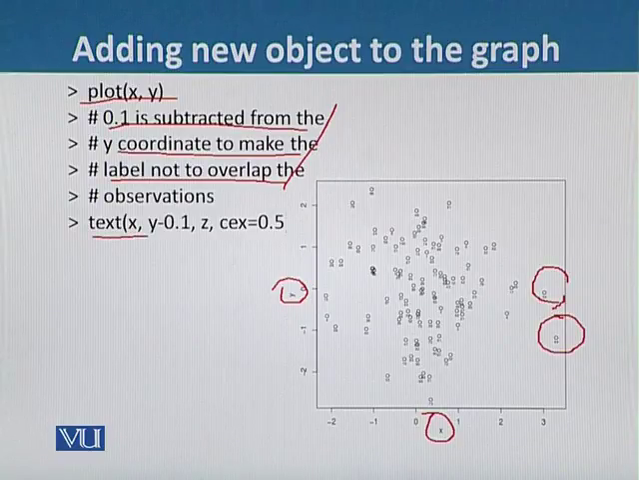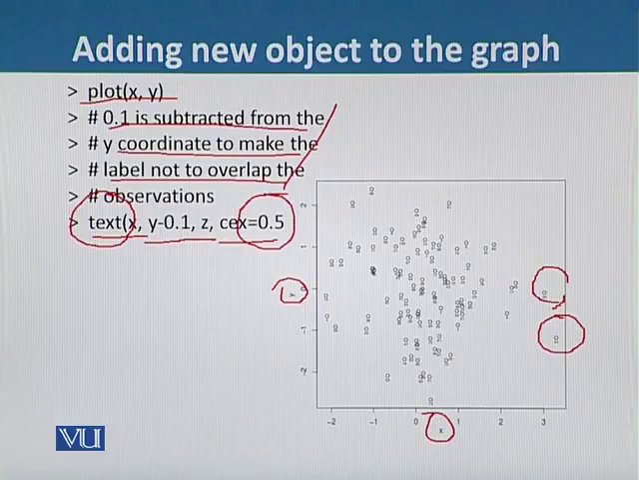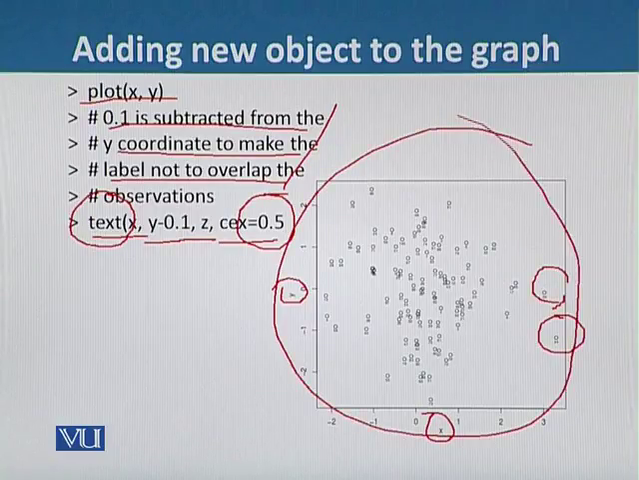So the text command will be used. We have already studied the text command, which means we want to generate the text with the labels. So we use x, y minus 0.1, z, and cex, which means the size of the label. You can see the plot is already generated and we have added the text for each of the labels.